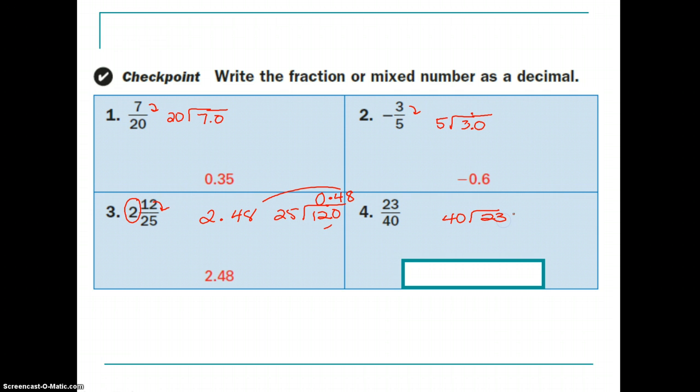40 into 23 with the decimal point. Bring up the decimal point, add a 0. You get 575 thousandths. These are all terminating because they end.